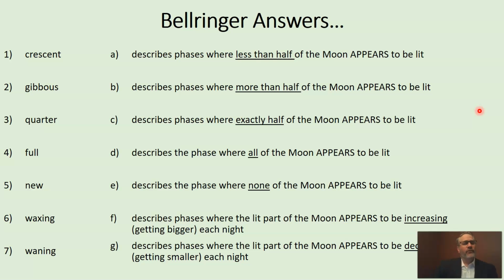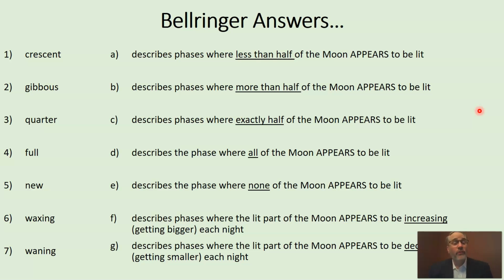So that leaves us with 6 and 7, which is waxing versus waning. Waxing phases are where the lit part of the moon appears to be increasing or getting bigger each night. So if we start at a new moon, we know that gradually, as the moon changes its position, more and more of it appears to be lit from Earth. So as we are moving, over that 14-day period or so, from new moon all the way to full moon, all of those phases are waxing.